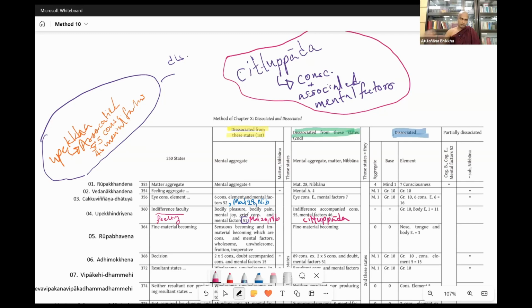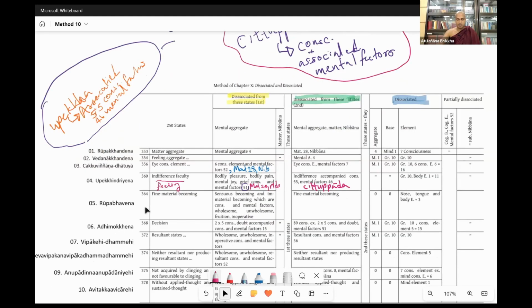Okay. Now we move to group number 5, which is the Rupa Bhavena. Rupa Bhavena is the fine material becoming, and with this fine material becoming, the other planes considered are the planes which are disassociated, right? So it's sensuous becoming and immaterial becoming, which are consciousness and mental factors, right? You consider the sensuous becoming and immaterial becoming, right?